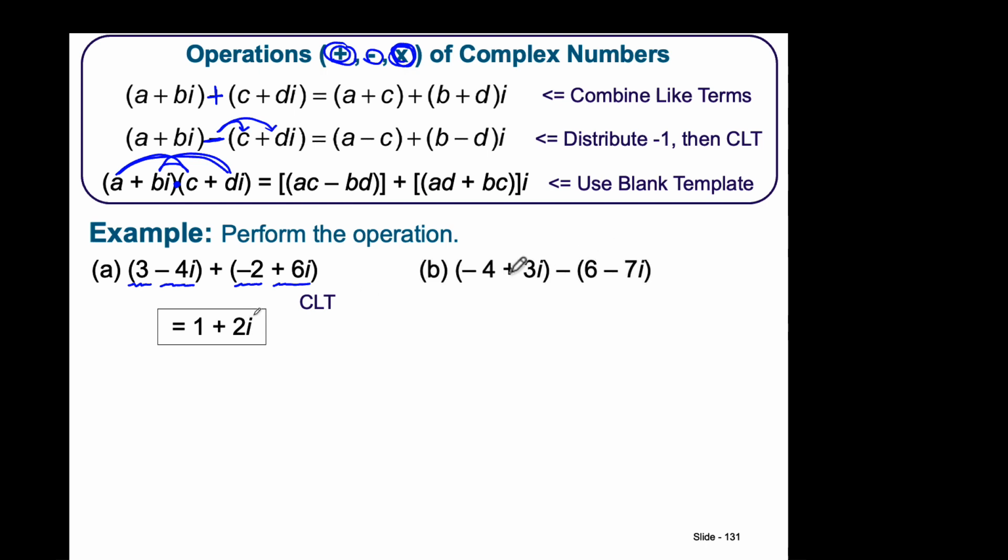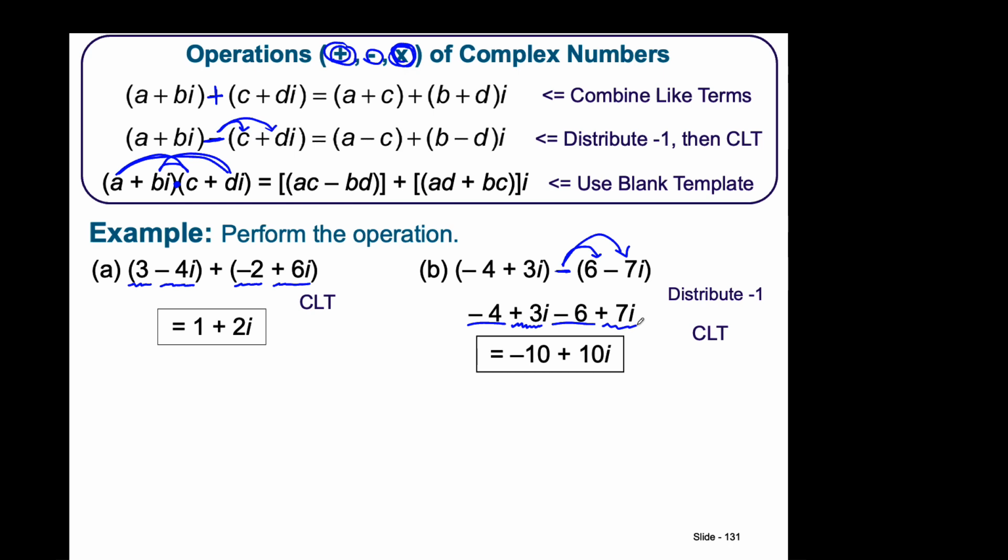Pause the video and try to subtract two complex numbers. Welcome back. If you distributed that -1, we have something that results like this here. And then you think combine like terms. So we're going to combine the real parts and the imaginary parts, giving us -10 plus 10i. Nice job, you got it right.